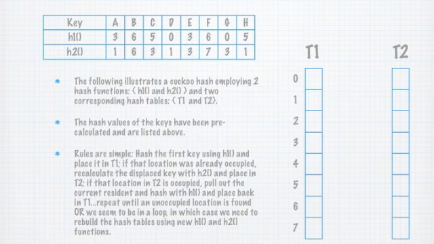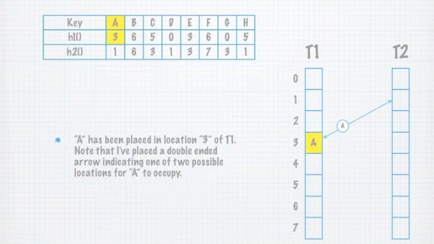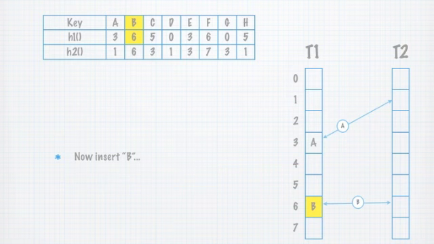So let's begin with letter A. We've placed A in its location of 3 in table T1. You'll notice I've put a vector between the two possible locations where A can reside. This is going to be important as we build our hash table. Patterns will form and you will recognize what's happening easier.